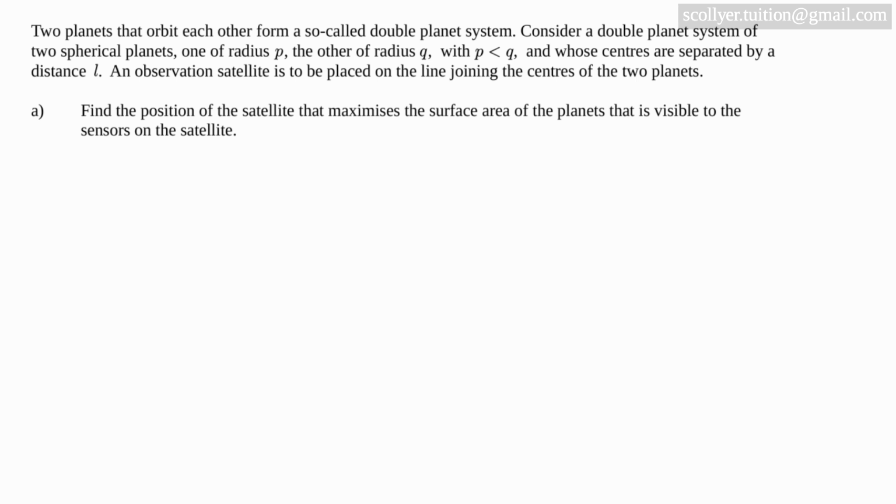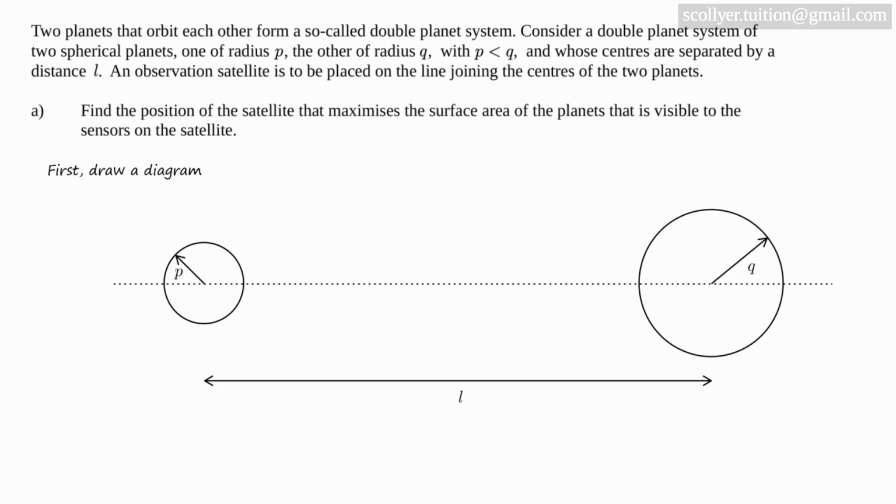Part A. Find the position of the satellite that maximizes the surface area of the planets that is visible to the sensors on the satellite. So first we draw a diagram. Here are the two planets with radius p and radius q separated by a distance L. We call the smaller planet on the left S and the bigger planet on the right B. The satellite lies on the line joining the centres of the planets.